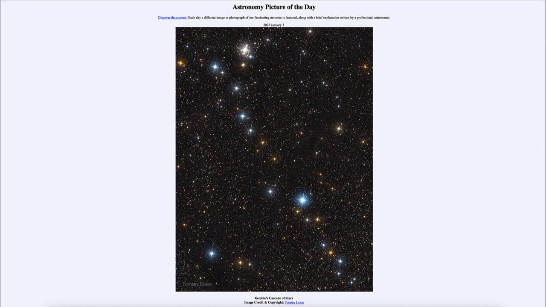So very difficult to see, a little bit too faint to see with the naked eye, but you can see going from the upper left down to the lower right, almost a line of stars of very similar brightness that appear in the sky. So this is what is known as a cascade of stars, in this case, Kemble's cascade. And again, it's not a part of a constellation. In fact, a part of the constellation of Camelopardalis, which is the giraffe.